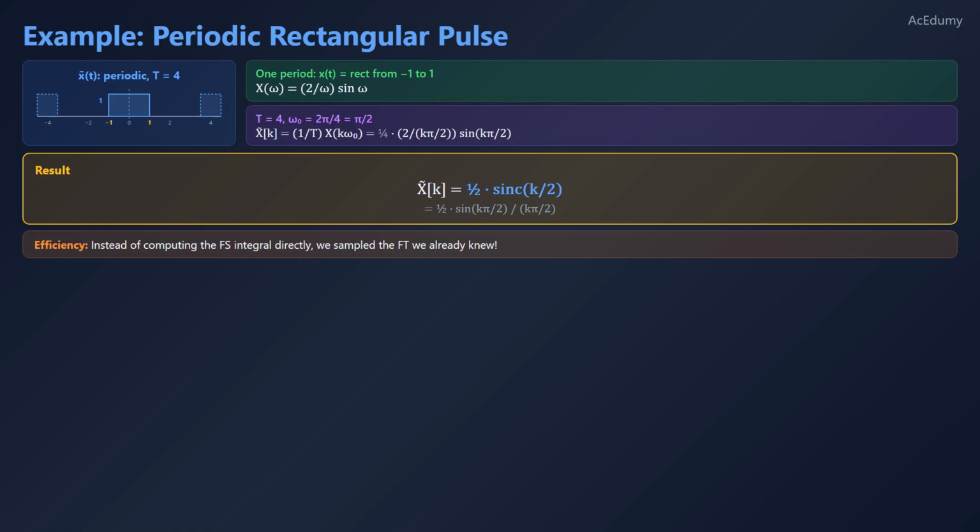Applying the key formula, x̃[k] equals 1/T times X(ω) at ω equals kω0. With T equals 4 and ω0 equals 2π/4, which is π/2, x̃[k] equals 1/4 times 2 sin(kπ/2) divided by kπ/2. This simplifies to 1/2 times sinc(k/2). Notice how efficiently we found the FS coefficients. Instead of evaluating the integral directly, we just sampled the Fourier transform that we already computed.